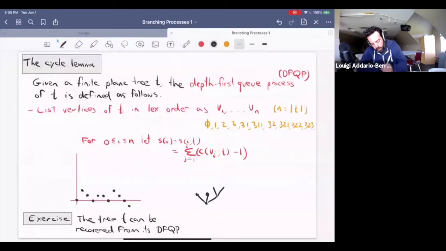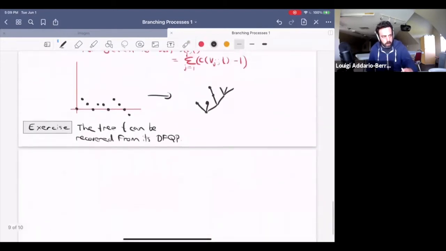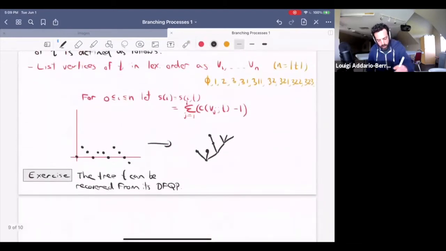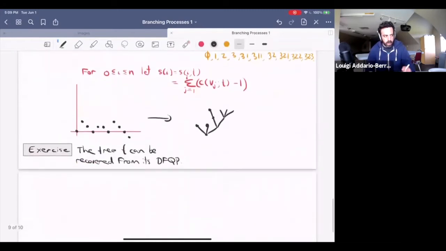We see an up step, which means we have to have discovered a node with two children. Then a level step means a node with one child. Down step means that node has no children of its own, and so on and so forth. An up step of two gives us a node with three children, and then three leaves correspond to these three down steps. Okay, so going from the excursion back to the tree is not hard, and formalizing that I'll leave as an exercise.